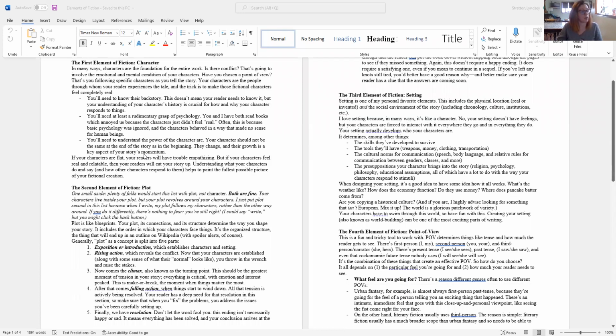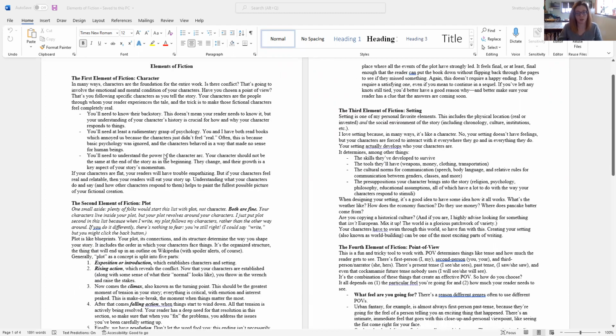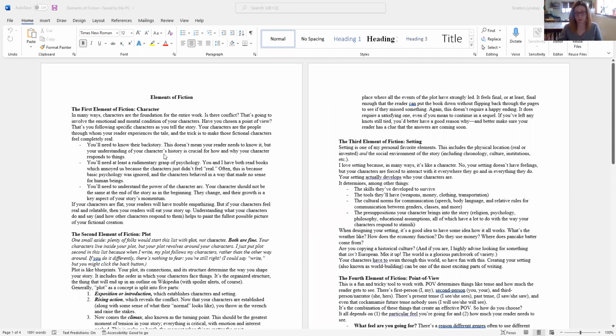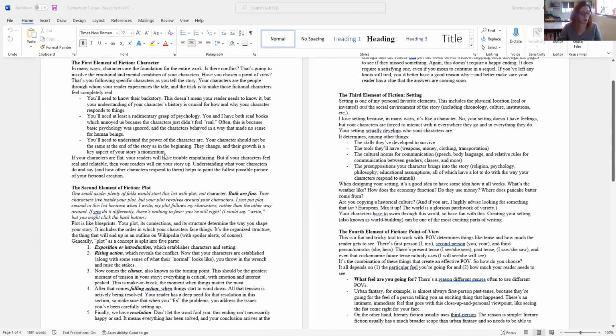Okay, you then have plot. You can't have a plot without having characters because you need people to fulfill your plot. So what is the plot? Plot and character can kind of change places. These are the order of their importance. I'm sorry. So the plot is basically your blueprint. It's your story arc. So think of rising action, falling action, climax.